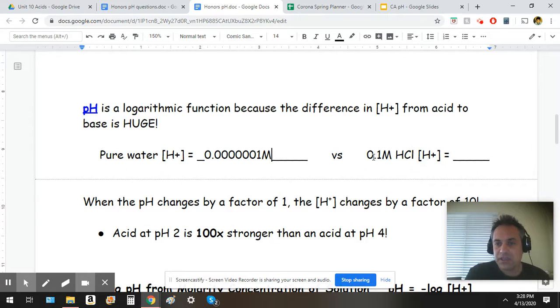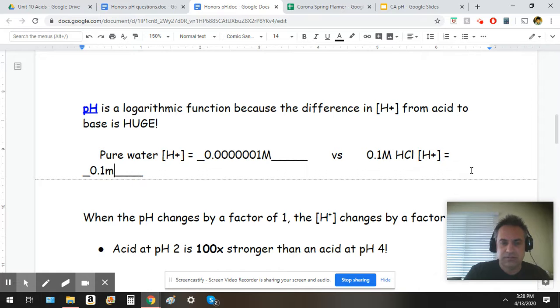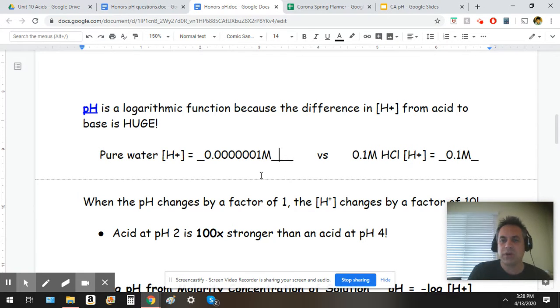If you look at this acid right here, hydrochloric acid, this is 0.1 molar. It's not very strong in terms of concentration, but that's an acid we've used several times in lab this year. How does that compare? The concentration is 0.1. Let's get it on the same line for you there. 0.1. So we had 0.0000001 molarity compared to 0.1 molarity.